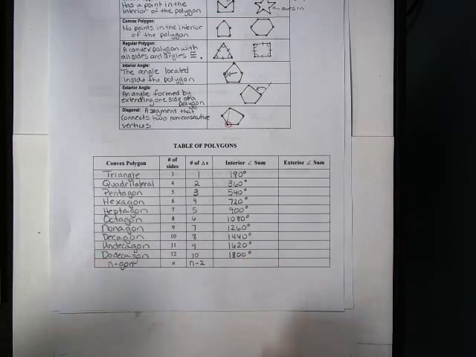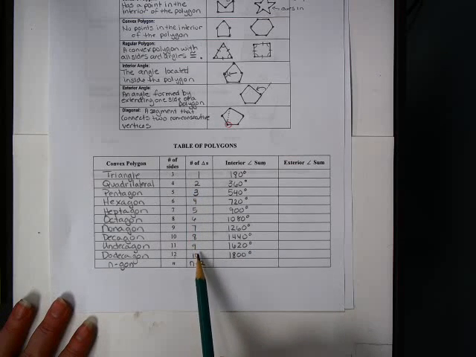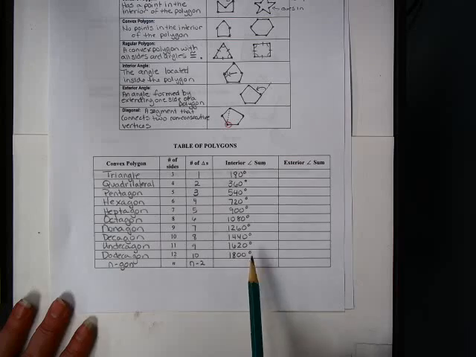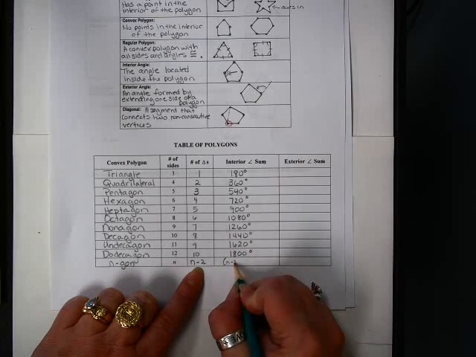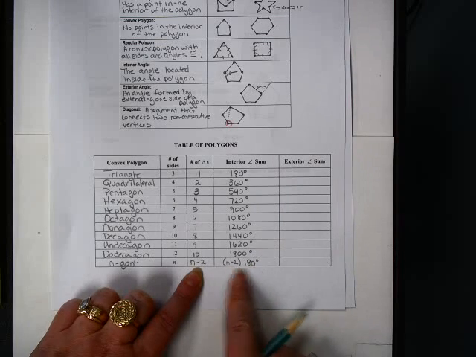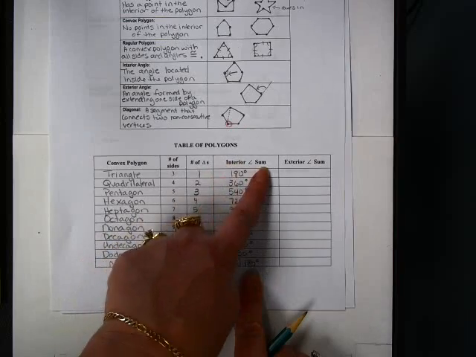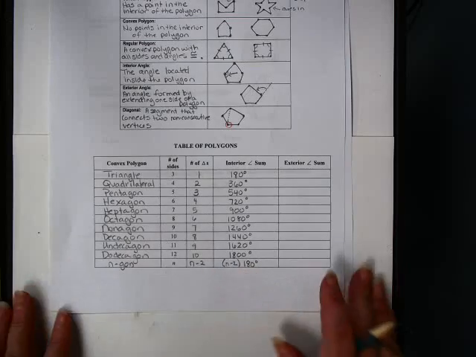And then 1800. Okay. Now, I took the number of triangles that I had and I multiplied by 180. So here's the number of triangles. So that's going to be n minus 2 times 180. And that's how you find the sum of all the interior angles of any polygon, no matter what it is.